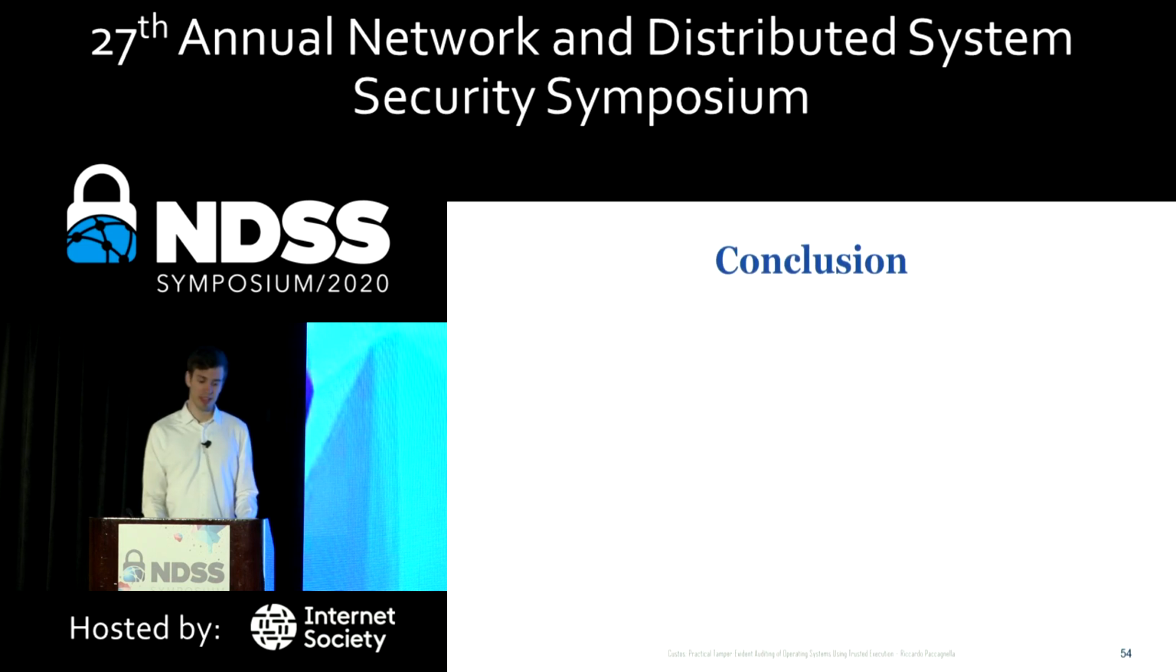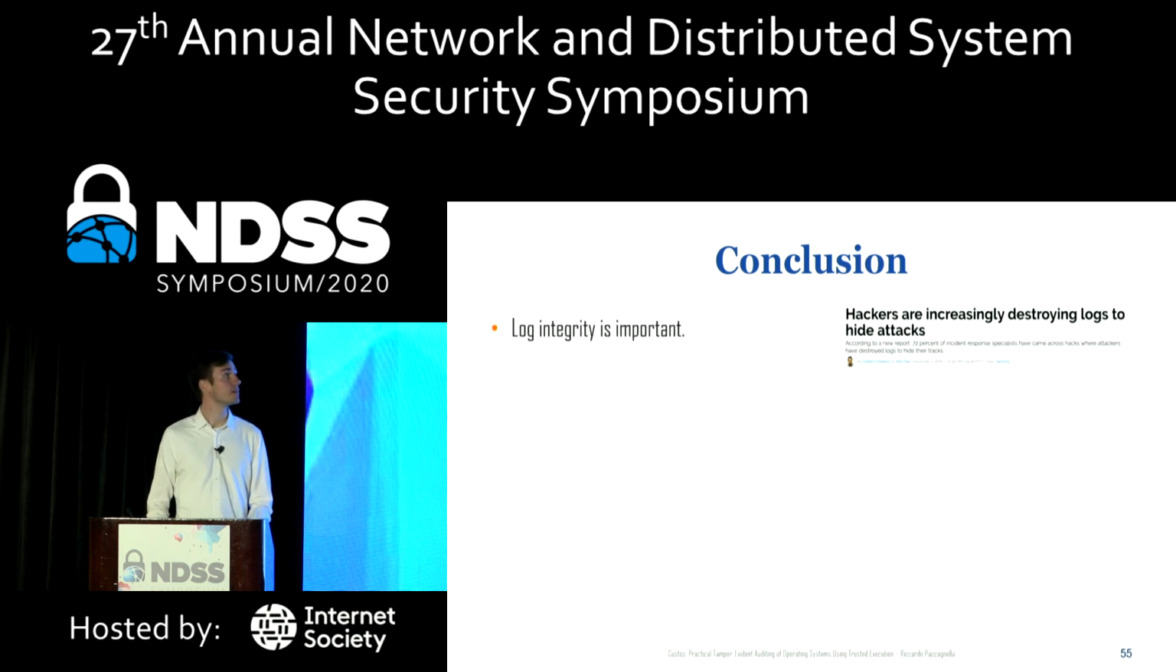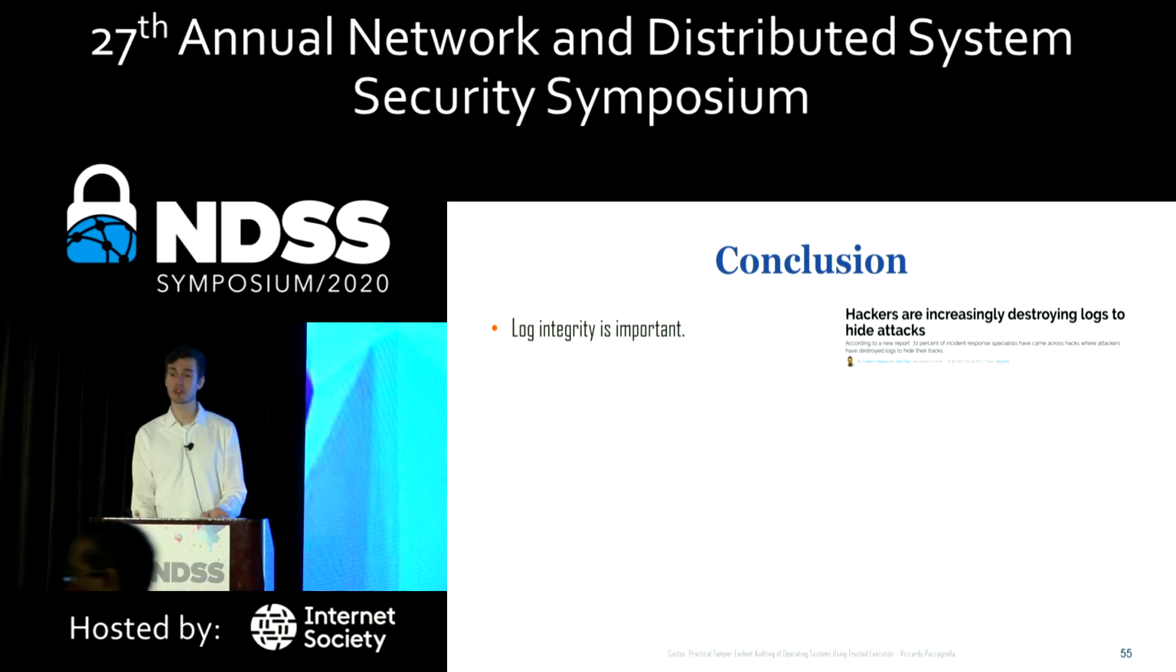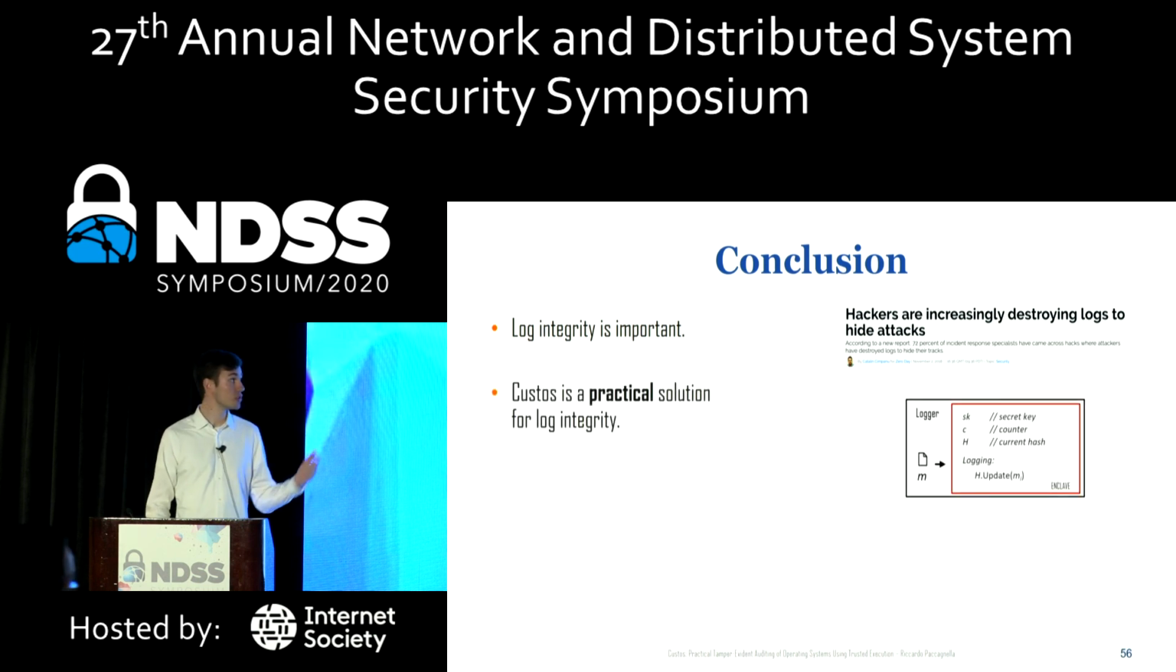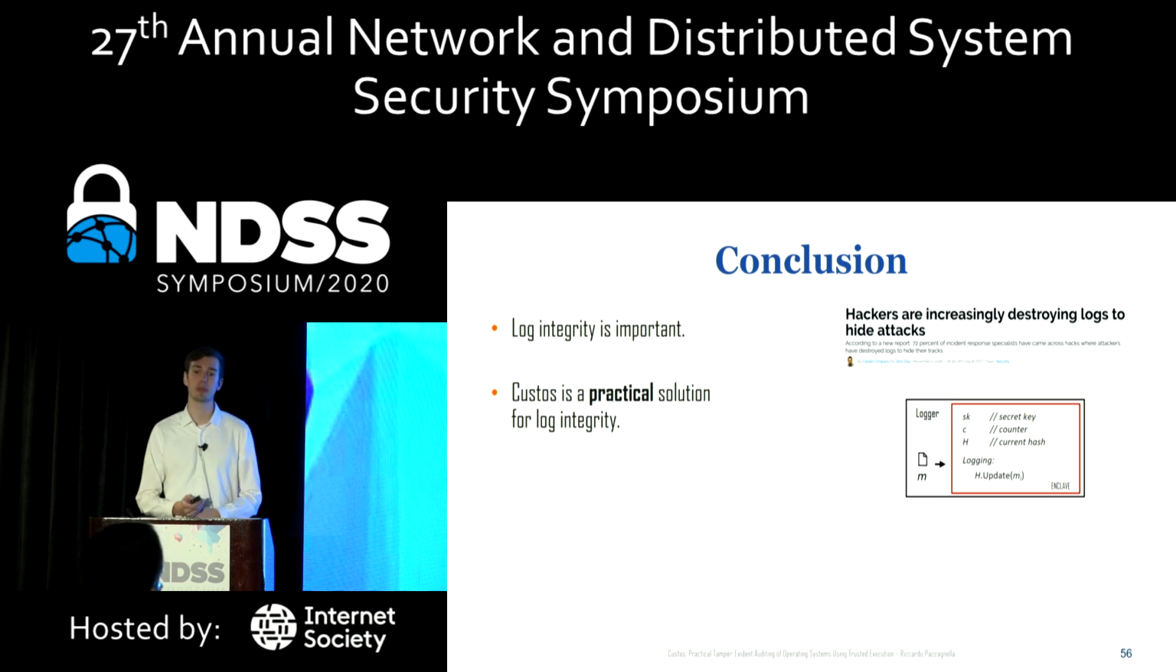Now, in this talk, I motivated that log integrity is important. In fact, it is a widespread phenomenon for attackers to engage in log tampering. And this is concerning because, of course, logs are useless if they were manipulated. But I also show that we can have a solution for that. And in fact, Custis is a practical solution for the log integrity problem. And we can record logs in such a way that any tampering with them can be detected.